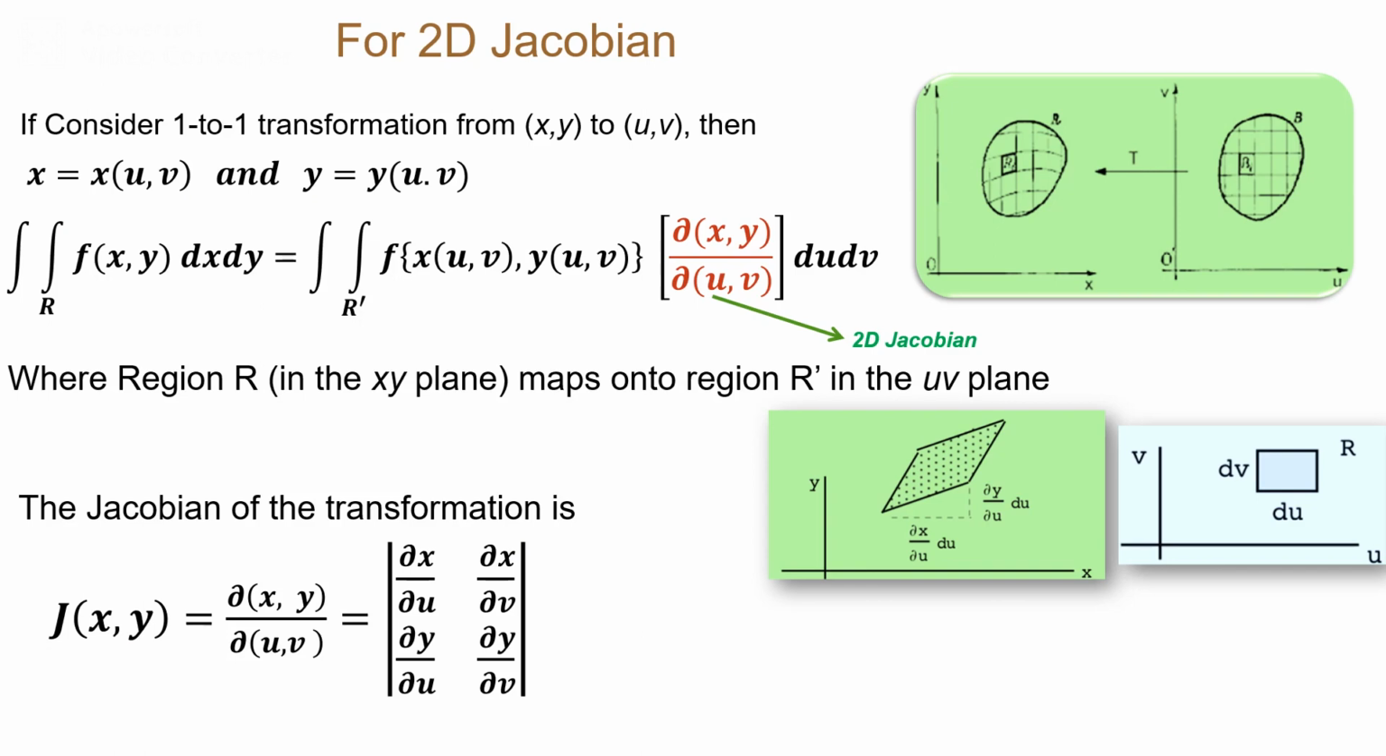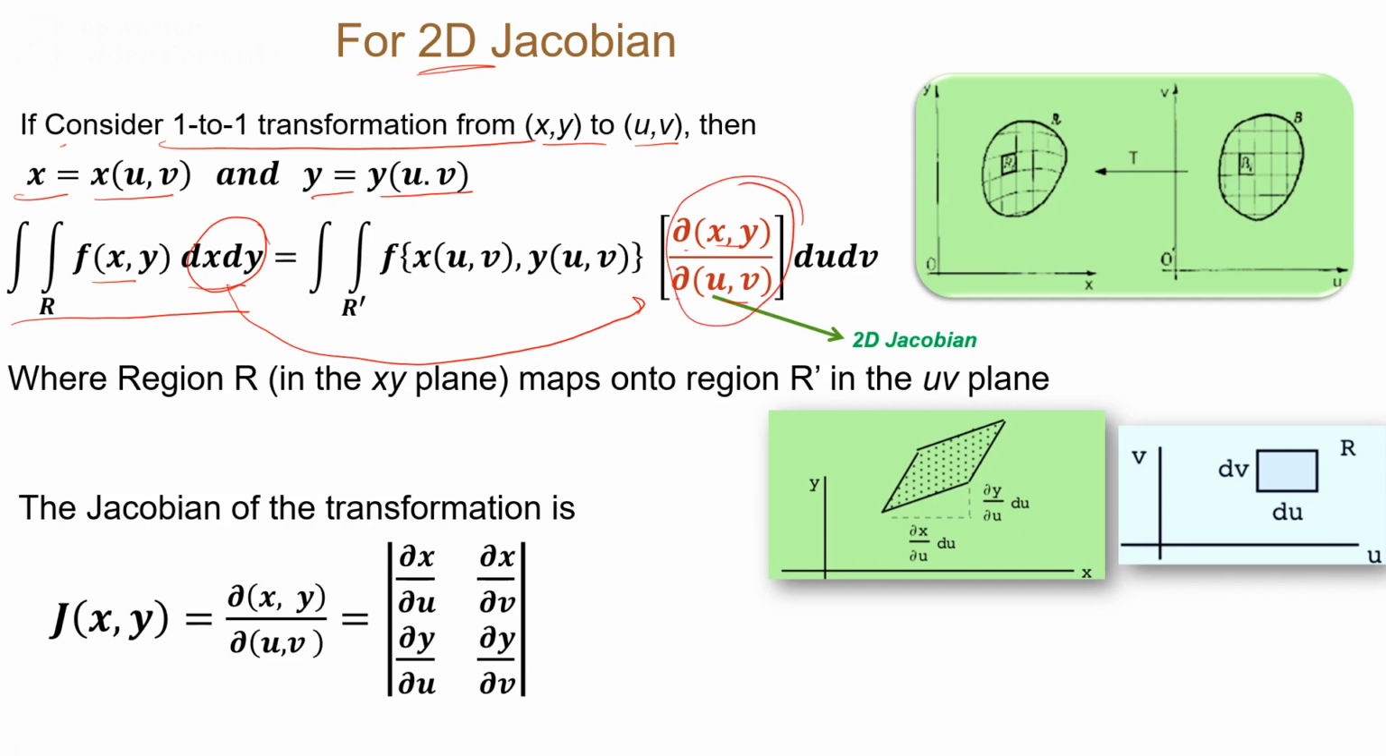As in the one-dimensional Jacobian, similarly we can define the two-dimensional Jacobian. If we consider a one-to-one transformation from x, y to u, v, then x is taken as x of u, v and y is taken as y of u and v. Because we are talking about two dimensions, the integration of f(x, y) dx dy is area. So in place of that we write del(x, y) upon del(u, v), and this is the two-dimensional Jacobian.